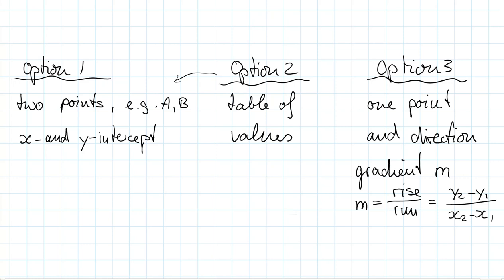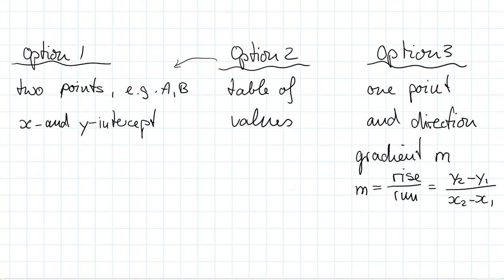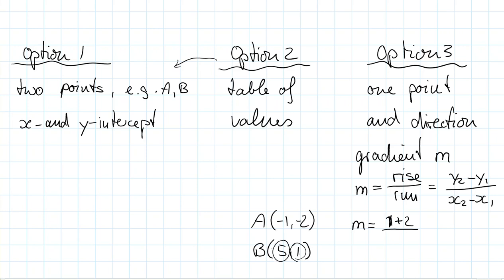Okay, we can do that for our points up there. So we just had A being -1, -2, and B was 5 and 1. Okay, so the gradient then is y2 minus y1, so 1 minus -2 is going to be +3, and x2 is that one from B, so 5 minus -1, so +6. There we go. That is 3/6, or simplified, a half.